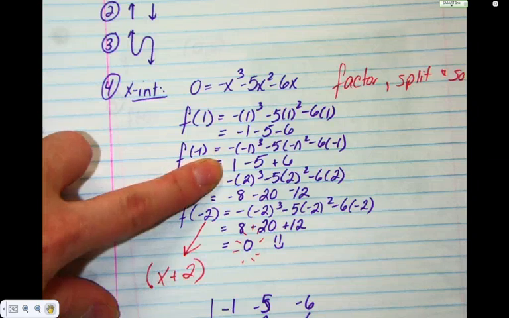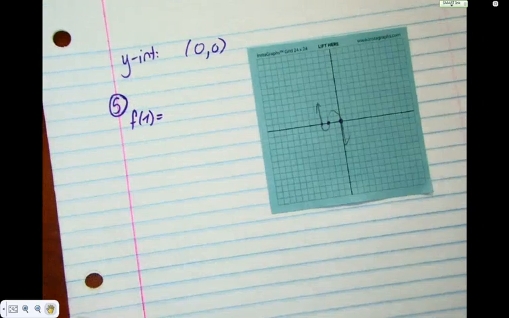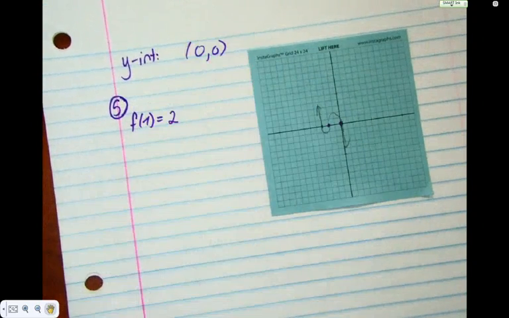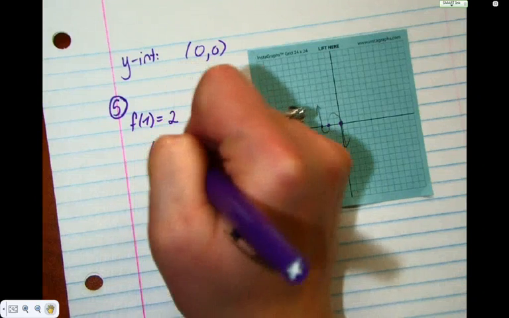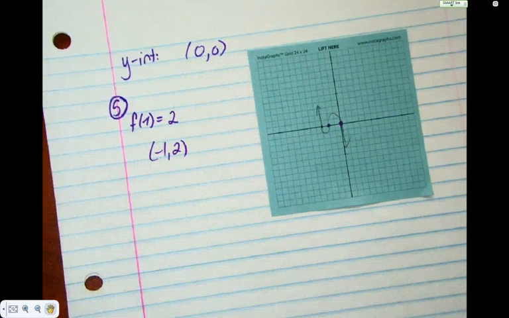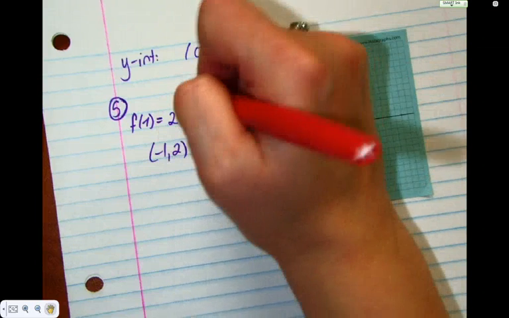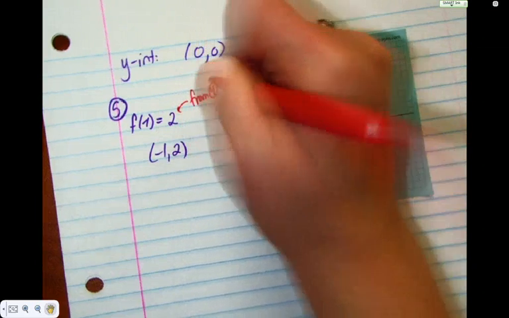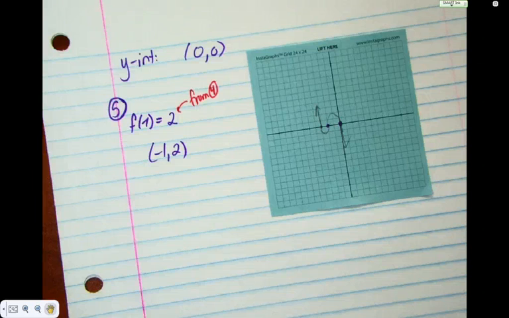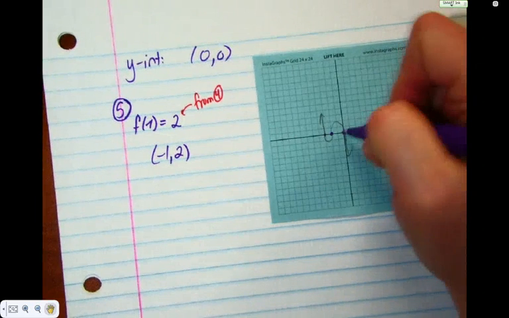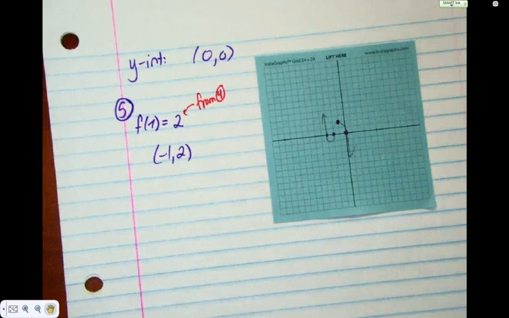I hear little mumbles of 2. Okay, so we know this is equal to 2. So that gives us the point minus 1, 2. And if you just want to make a note for later, this is just from step 4. So now I know that it's minus 1 and 2.